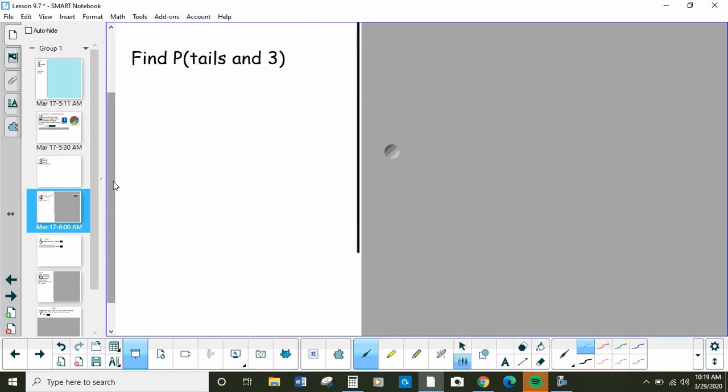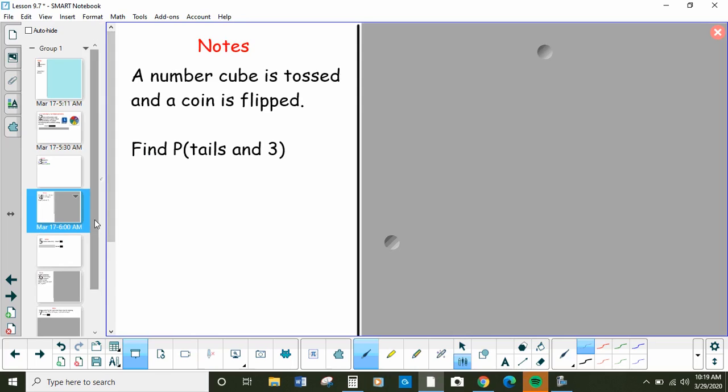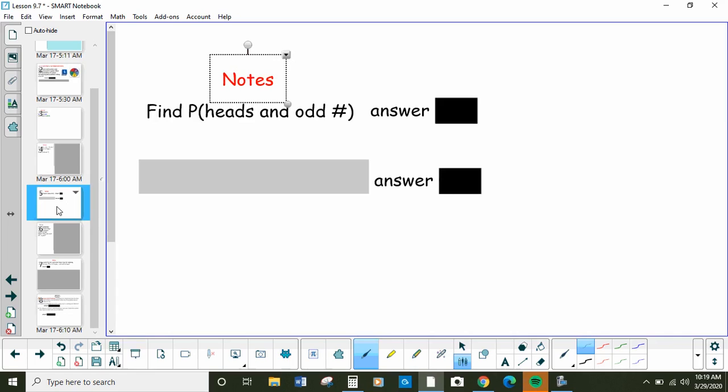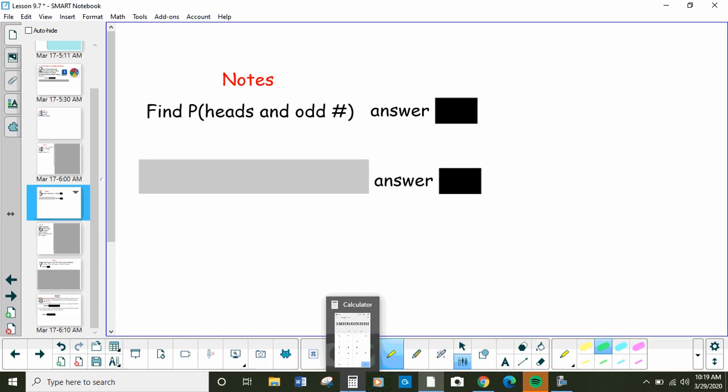So let's go ahead and pause the video. Do that again if you didn't get it right. Get it right before you move on. Next problem. Let's find the probability of flipping the coin and getting a heads and then rolling an odd number on the die. Pause the video and try that on your own first.